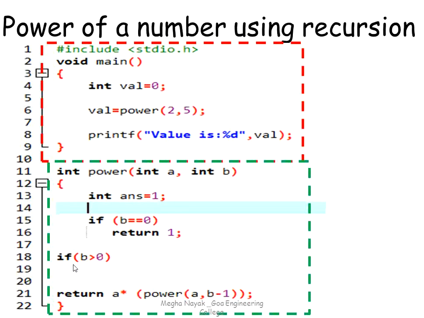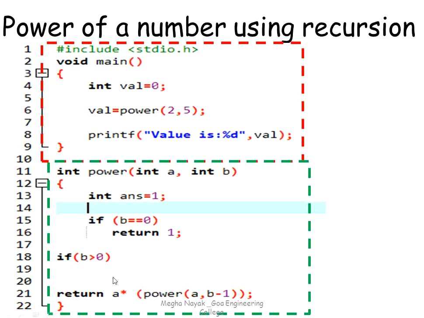Now how do you do power of a number using recursion? This is my main function wherein I am saying 2 raised to 5, that is 2 comma 5. When will you be stopping? You will need to put your base case in place. Base case as in if your index ever reaches 0, I am treating b to be my index, then I have to return 1. But if my index is greater than 0, what am I going to return?